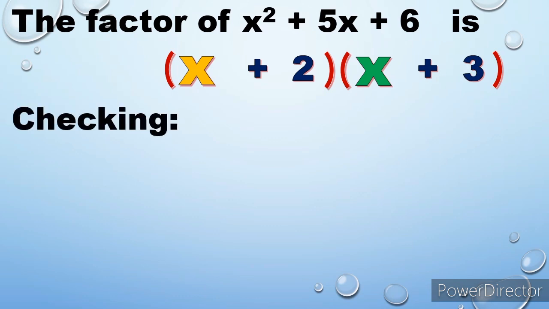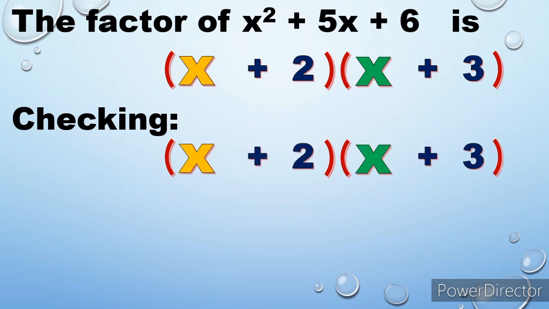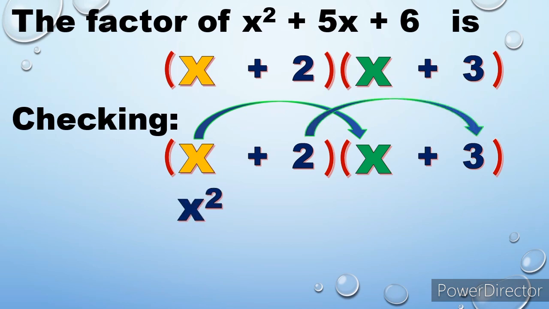Next, i-check natin kung yung factor natin ay tama. Ang gagawin lang natin, i-multiply natin yung dalawang factor, yung x plus 2 at saka x plus 3. Unahin natin yung first term. X times x equals x squared, which is ang first term natin na x squared, which is correct. Next, for the last term, 2 times 3 equals 6. Tama yung last term natin na 6.